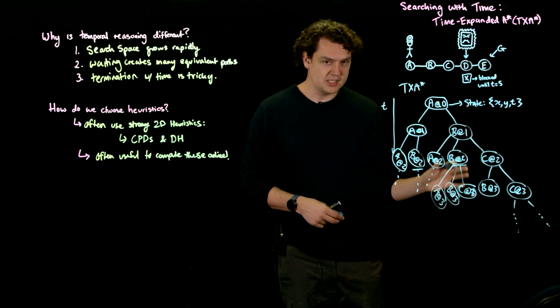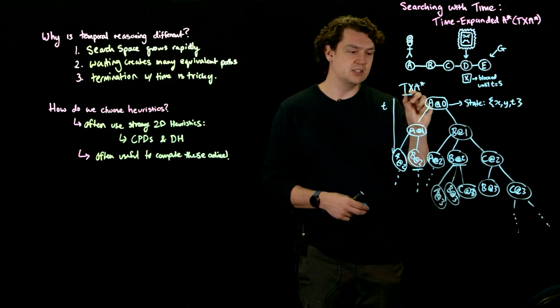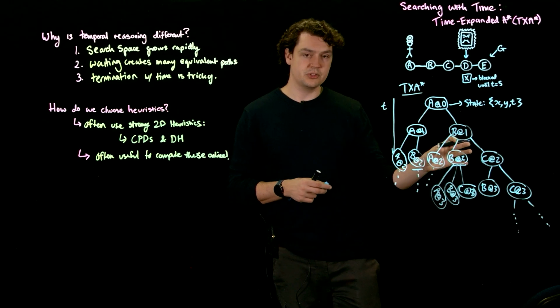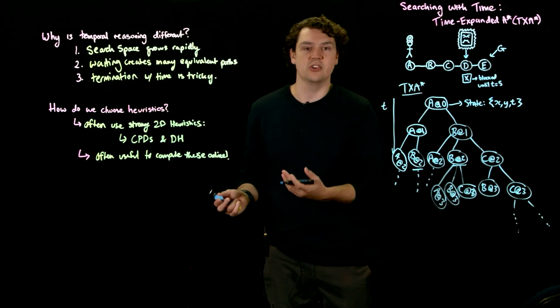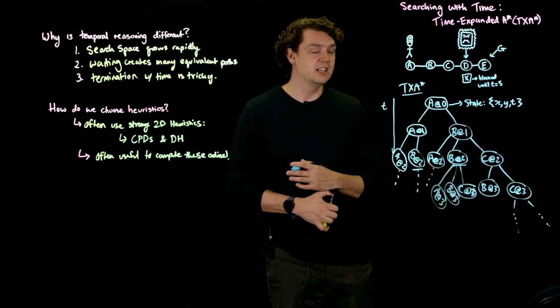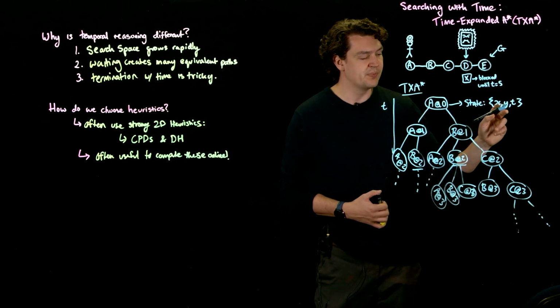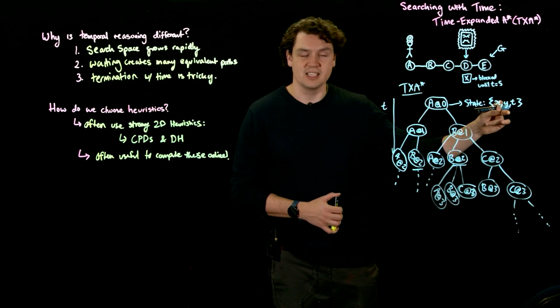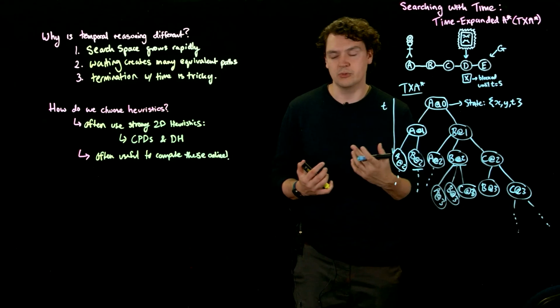Now, there are a few ways to deal with this. Time expanded A star, to get this out of the way simply, what I was drawing here is just a regular search node tree. Time expanded A star is exactly the same as A star. Literally the only difference is that the states are x, y, t, right? We're still using some form of heuristic function.